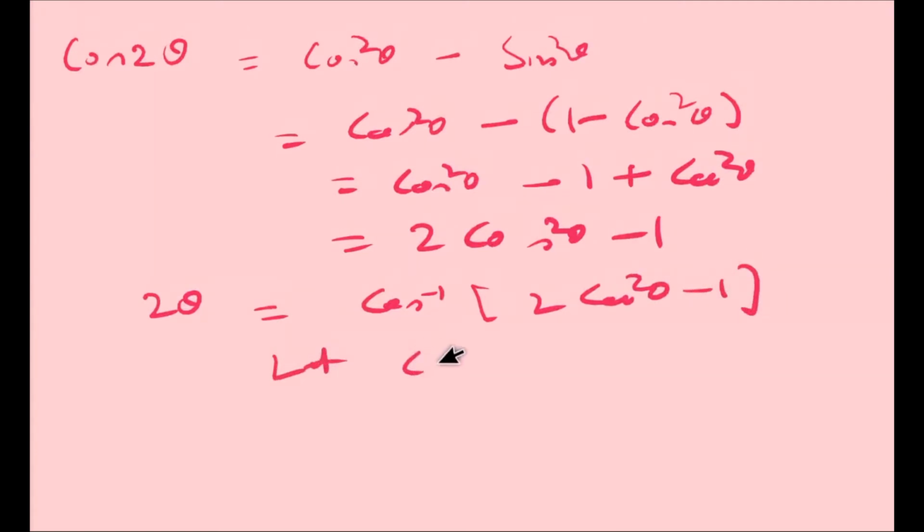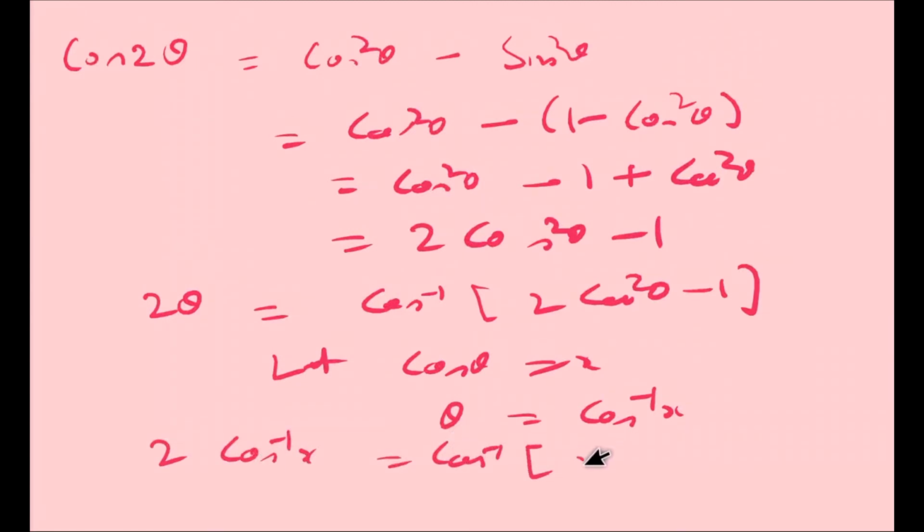Let cos theta equal x, then theta equals cos inverse x. Putting this value here, we get 2 cos inverse x equals cos inverse (2x² − 1). So this formula we have to learn.